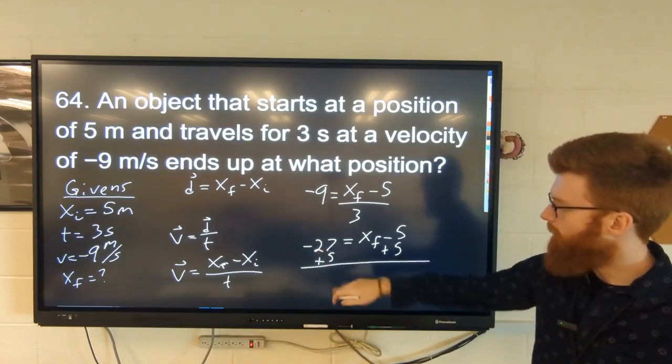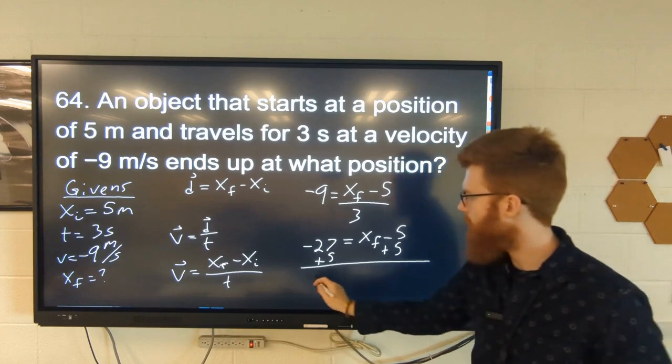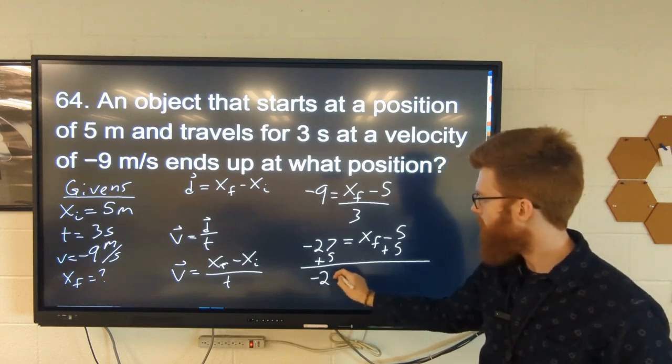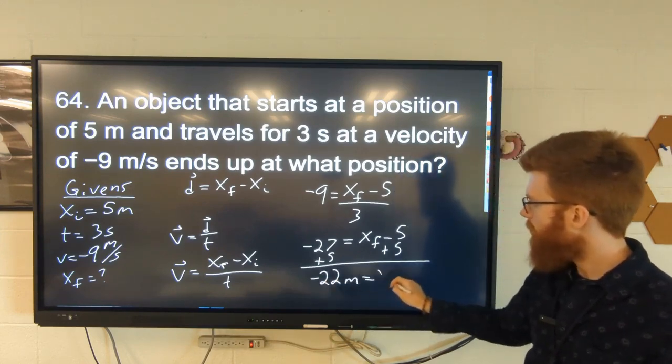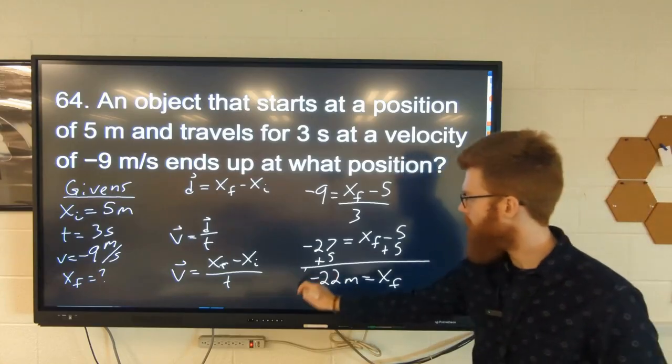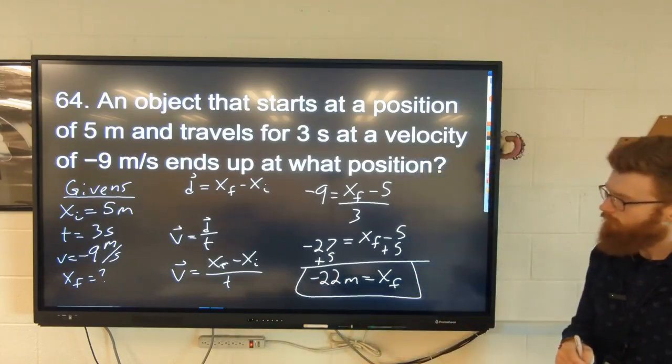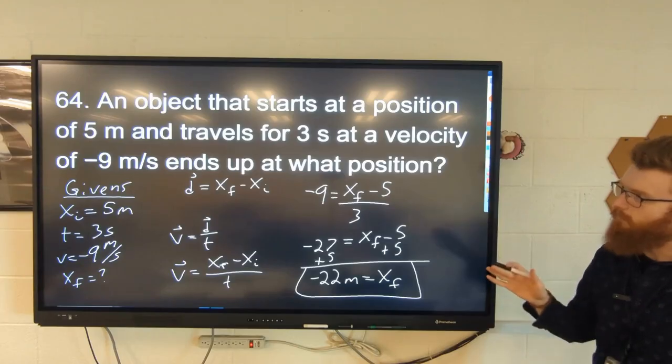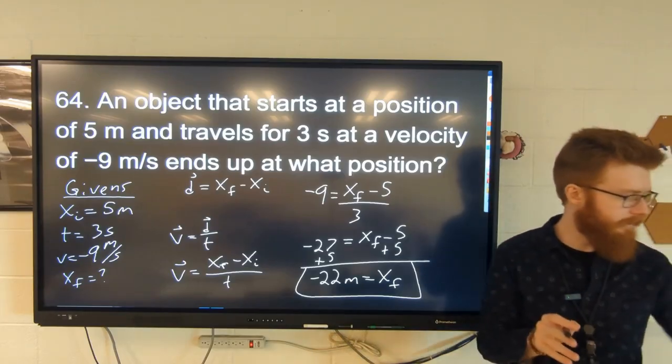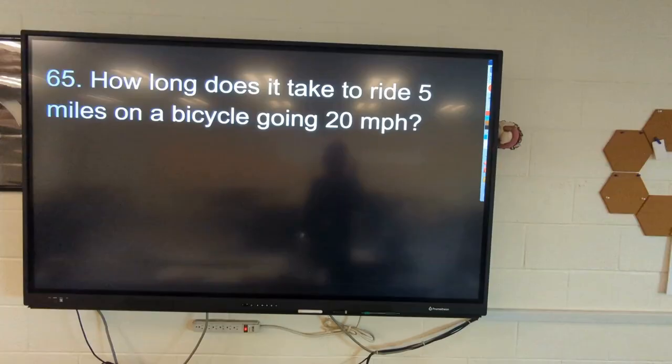But since that's a negative, the number's actually going to go down a little bit. And we get -22 meters. That's where our final position is. I believe all that checks out. I'm going to check the time because I may need to stop here.